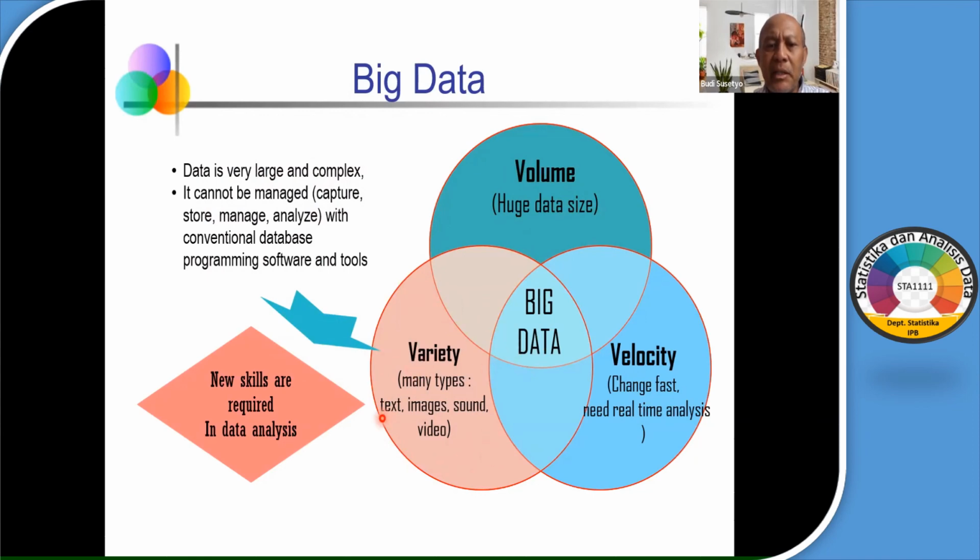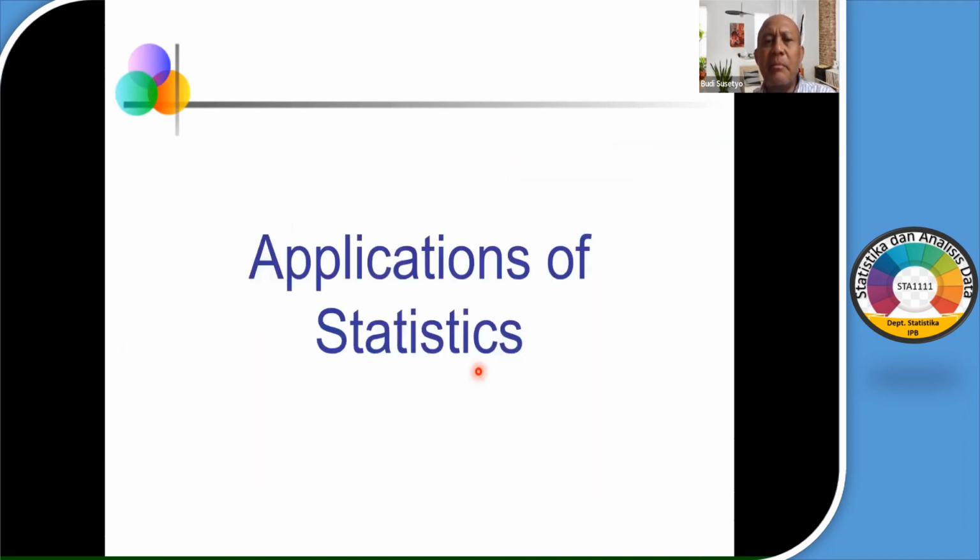Not just big in size, but also a variety of data types. Some of the data is text, some images, some could be sound, video, and so on. And then there is velocity: the data can change very fast, in a few minutes or hours. If the data has these characteristics, we call it big data. So we need a special skill to analyze big data, not just ordinary data.